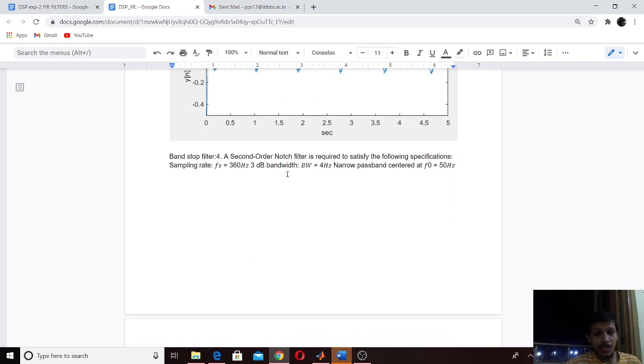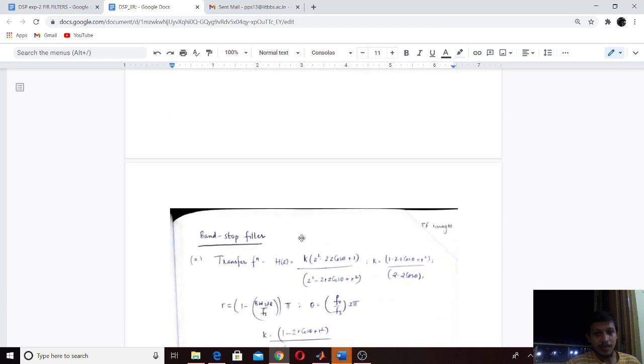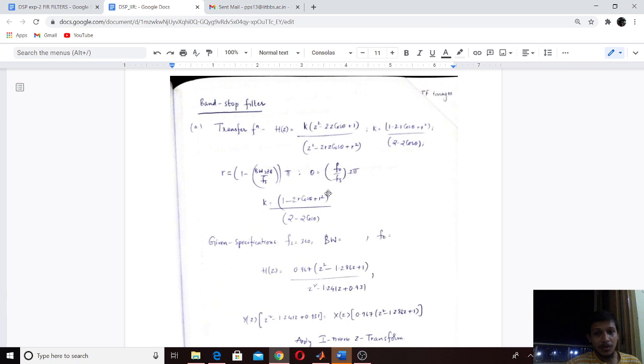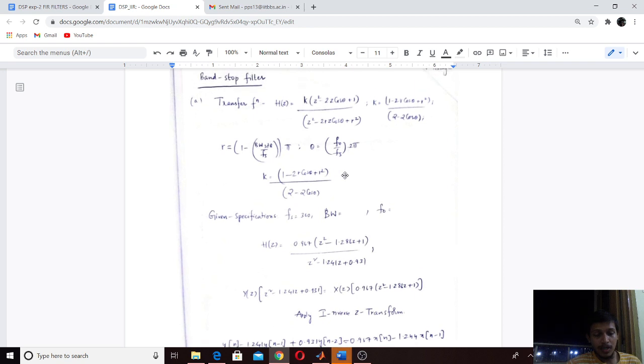The notch filter has specifications fs equal to 360, 3 dB bandwidth equal to 4 Hz, and a narrow stopband centered at f0 equal to 50 Hz. The transfer function using the pole zero placement method is k into z square minus 2z cos theta plus 1 by z square minus 2 r z cos theta plus r square, where k is equal to 1 minus 2r cos theta plus r square by 2 minus 2 cos theta.